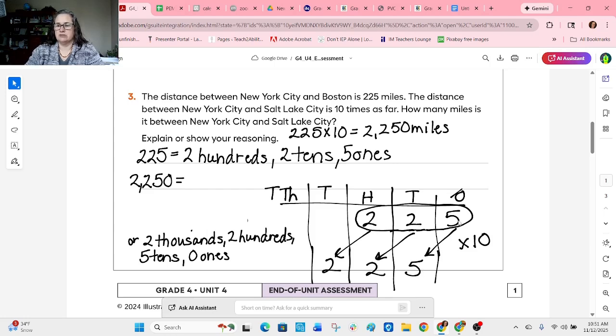So when 225 is multiplied by 10 and all of these digits shift over one place value to the left, we now have 2,000s, 200s, 5 10s, and 0 1s. So we're filling in the 0 because the number moved to the left when we multiply by 10.